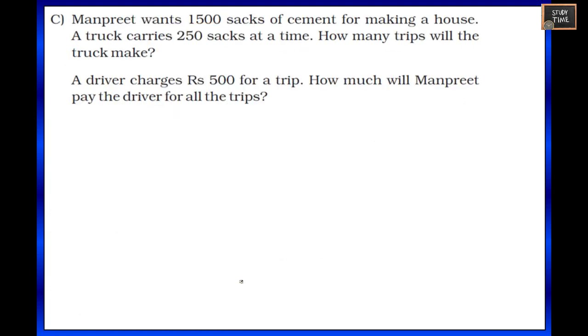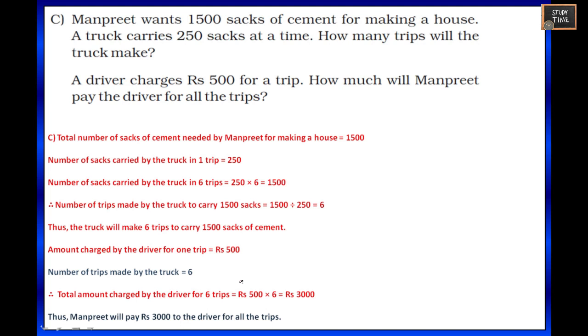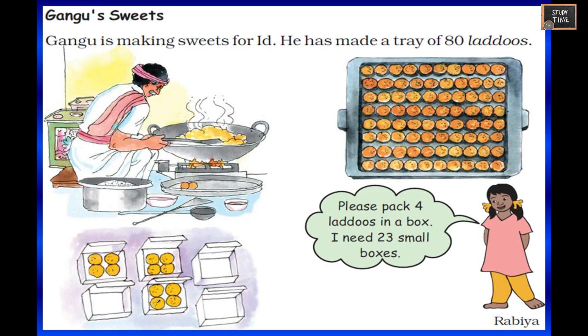Next, Manpreet wants 1,500 sacks of cement for making a house. A truck carries 250 sacks at a time. How many trips will the truck make? So we'll see. For one trip, 250. For six trips, 1,500. The driver charges rupees 500 for a trip. How much will Manpreet pay the driver for all the trips? 500 into 6 is 3,000. So the number of trips made is 6. Payment is rupees 3,000.